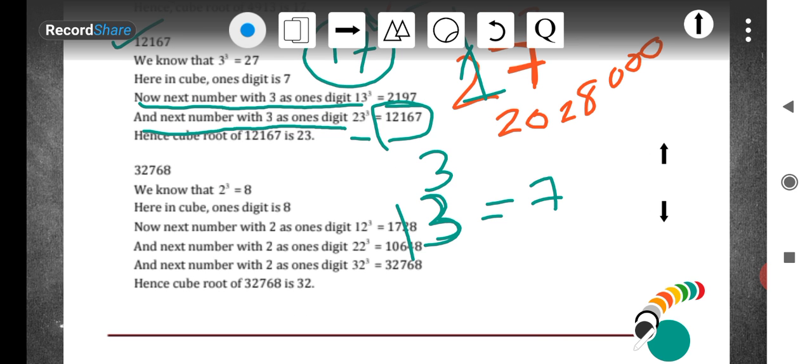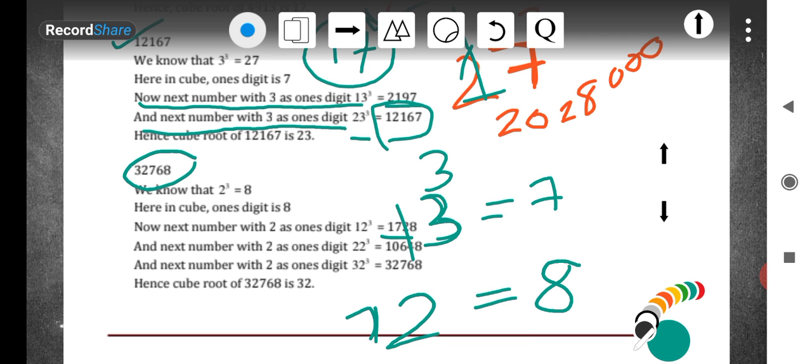Now let me do one more question here. 32,768 is given. So what is the unit place here? 8 is there. That means if it is 8, then that number will be a cube of 2, isn't it? So with 2 what will you add? 12. 12 cube is only how much? 1728. That means it is very small, smaller than the given number.